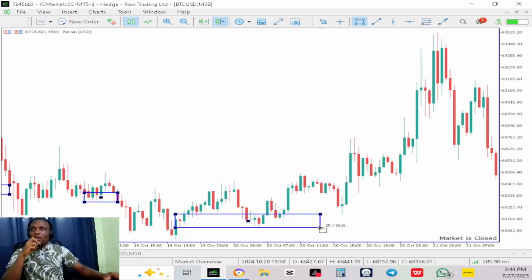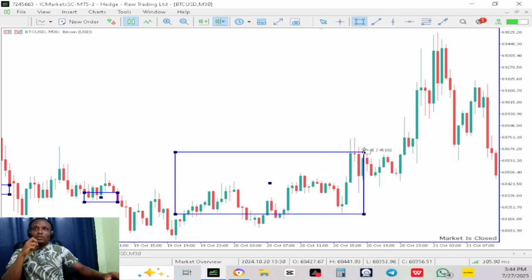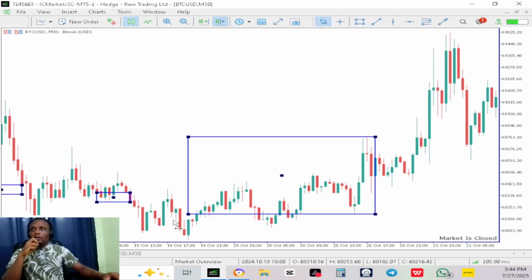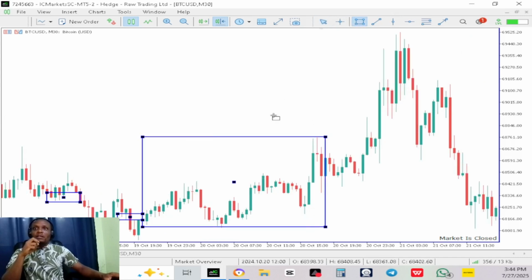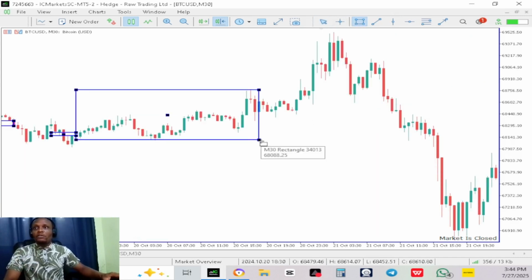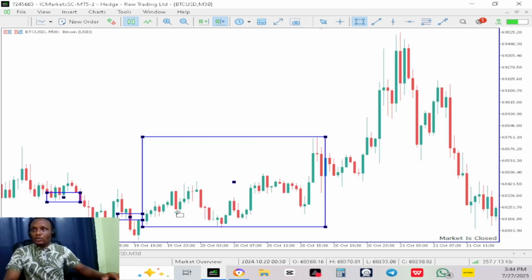When you see me marking out the smaller boxes, just know that those are positions that we took losses on. When you see me marking the bigger ones, those were positions that actually played out in our favor and we made good profit out of it.